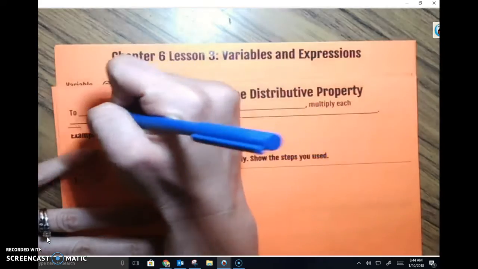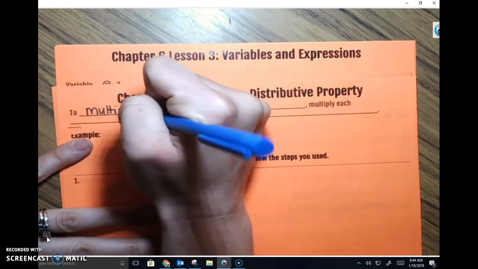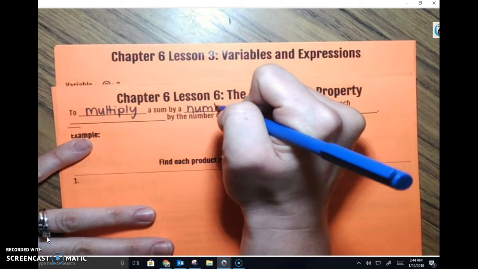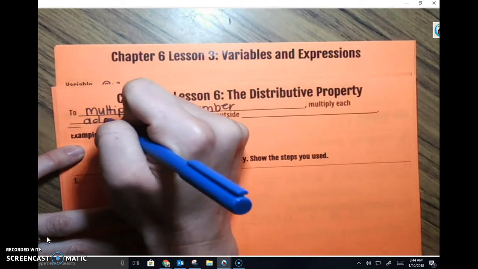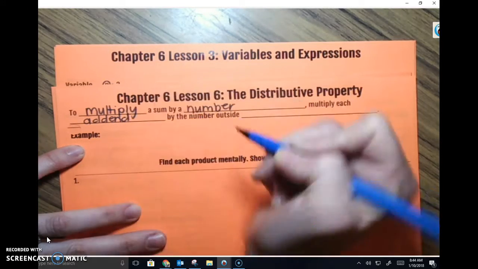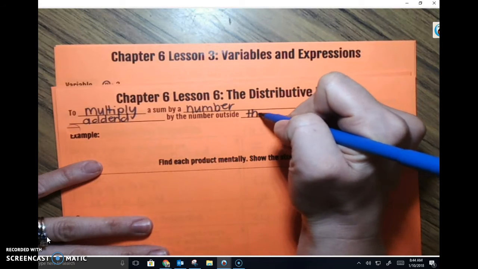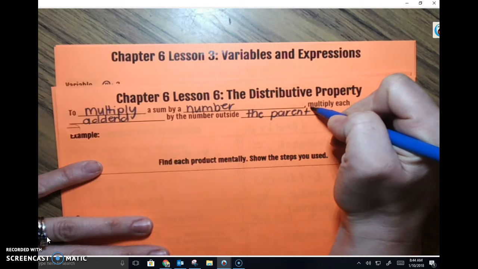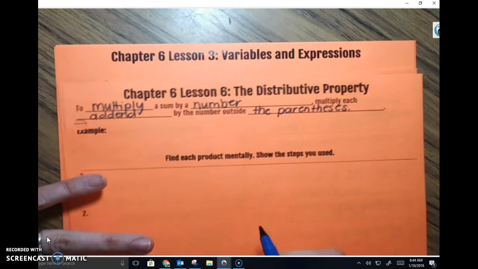It says to multiply a sum by a number, multiply each added by the number outside the parentheses. Okay, let's look at the example.